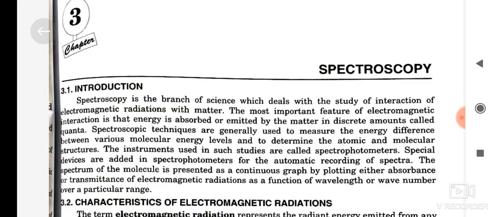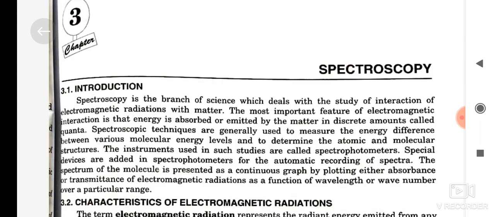Chapter 3: Spectroscopy. Introduction. Spectroscopy is a branch of science which deals with the study of interaction of electromagnetic radiation with matter. The most important feature of electromagnetic radiation is that energy is absorbed or emitted by the matter in discrete amounts called quanta. Spectroscopy techniques are generally used to measure the energy difference between various molecular energy levels and to determine the atomic and molecular structures.